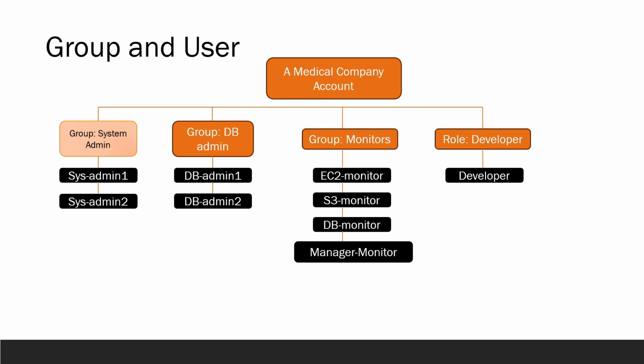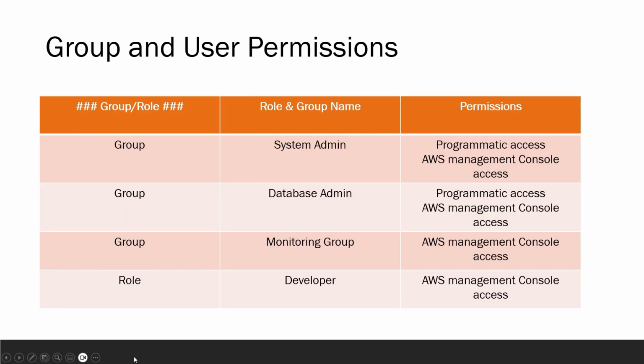And then for the next slide, we have the permissions for the groups and users. For the system admin, we need programmatic access and management console access. Database admin is the same as the system admin, and the monitoring group only needs the management console access. The developer is the same as the monitoring group.